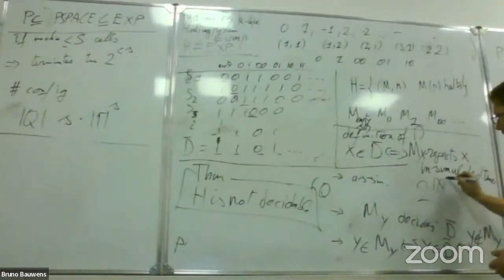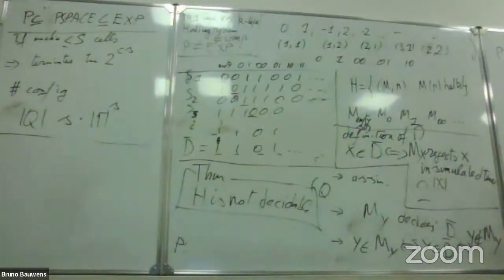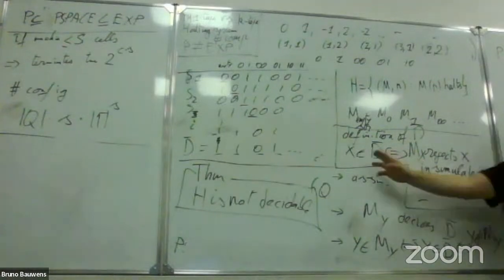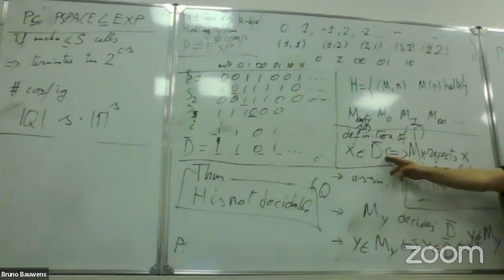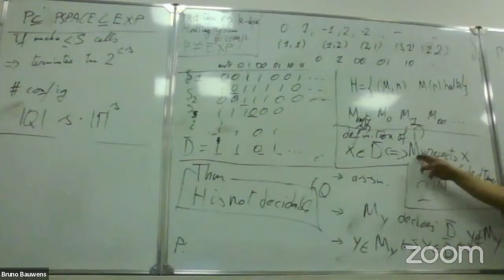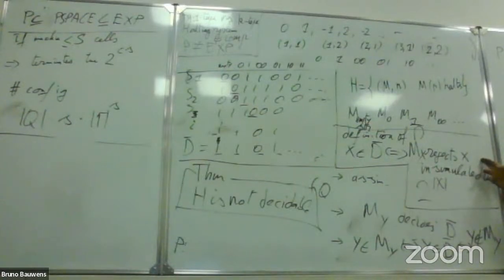2 to the power length of X. Okay, so here is our definition of D bar. We will put X in D bar if MX rejects X, and to check whether MX rejects X, we will run a simulation of MX by a universal Turing machine. That's a Turing machine that can simulate all the Turing machines.